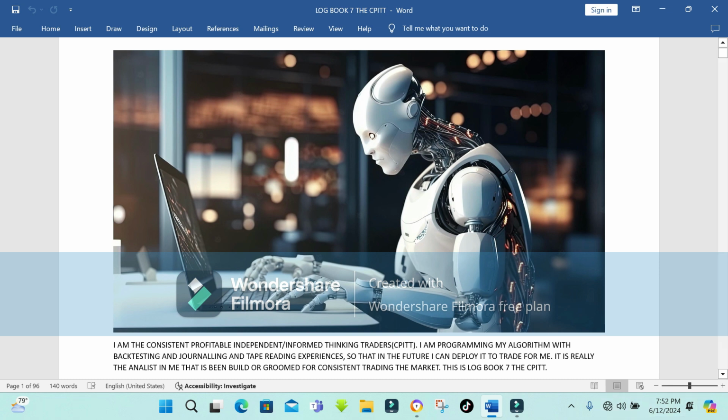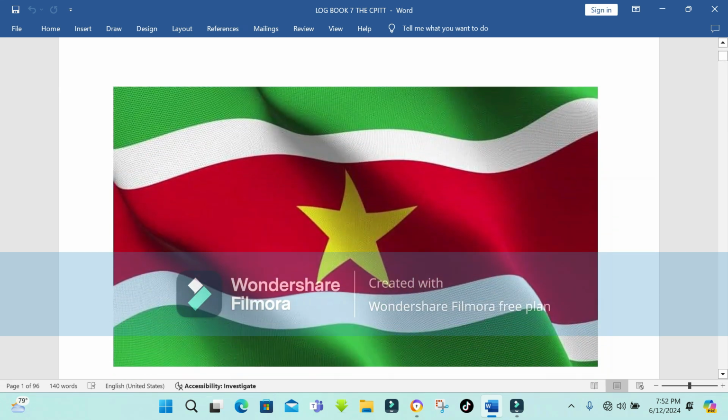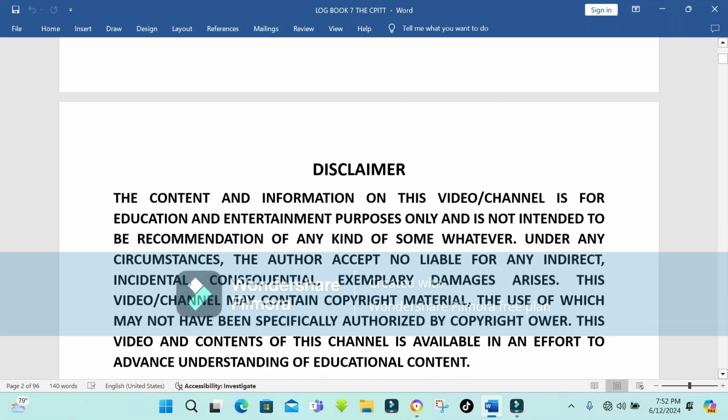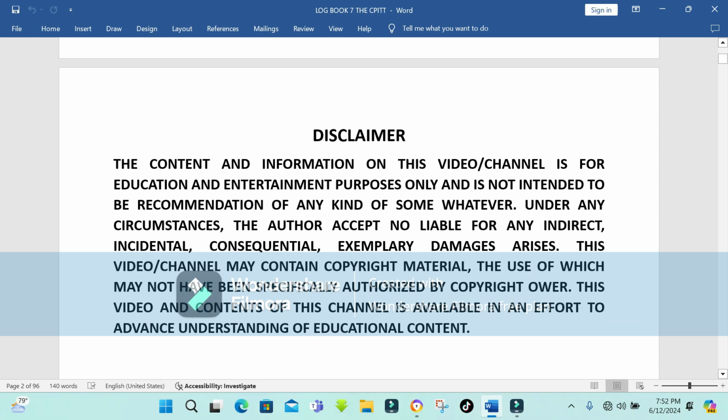Evening time, nighttime daily review. This is the algorithm I'm programming, and I am doing it with backtesting, journaling, and tape reading experiences. Yes, we'll go straight to the chart. We want to review the day. Today I'm greeting you from Suriname. We want to review the day and set out what we will be doing for tomorrow.